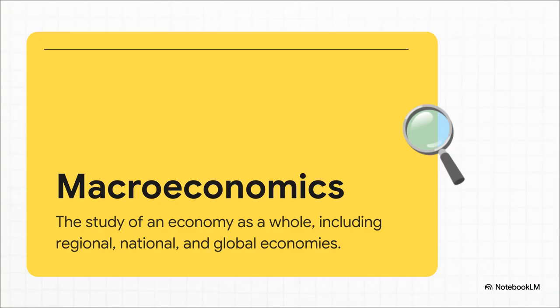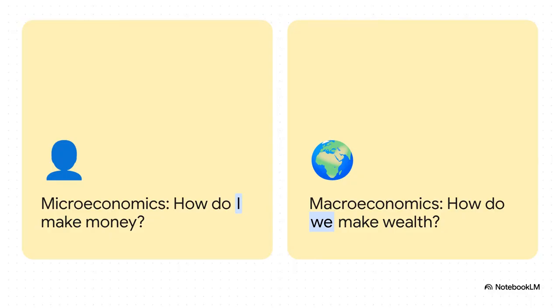See, macroeconomics flips the script. It's a top-down view. It's not interested in your individual budget. It's looking at the country's gross domestic product, or GDP. It's not about the price of one product. It's about inflation across the entire nation. This is the study of the whole forest. Honestly, this might be the absolute best way to think about it. It's the difference between me and we. Microeconomics is asking, how do I make a decision? How do I make money? Macroeconomics zooms out and asks, how do we, as a society, create wealth? What's the result of all our decisions put together?